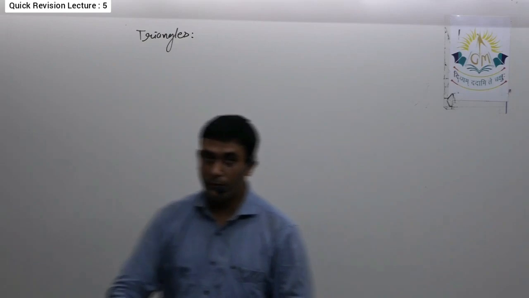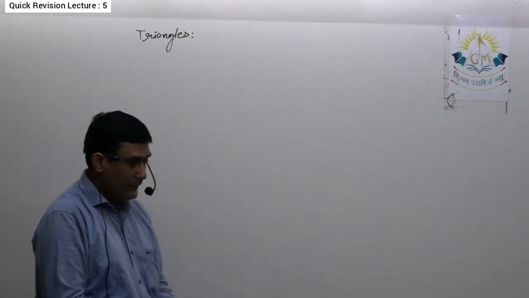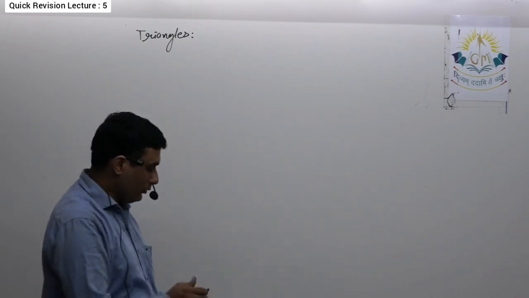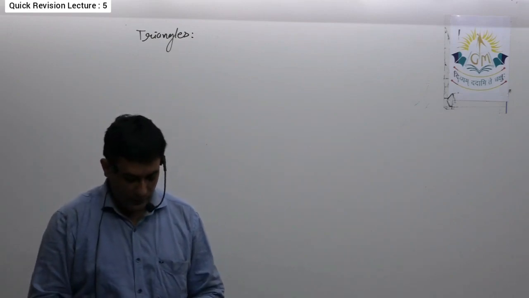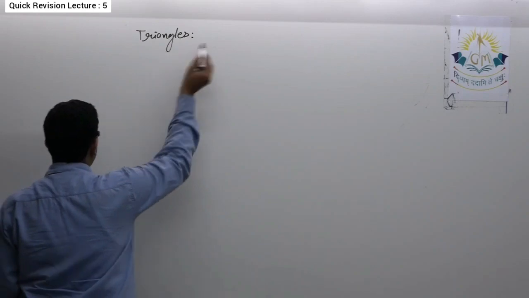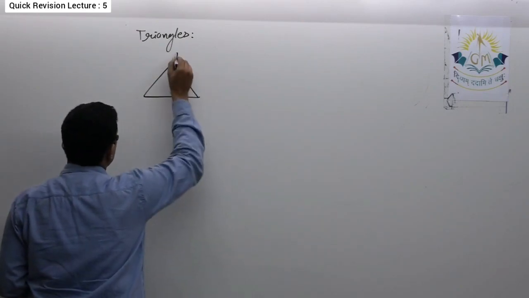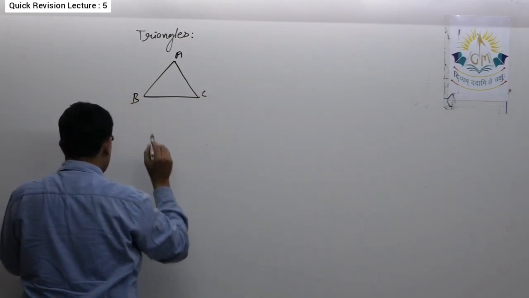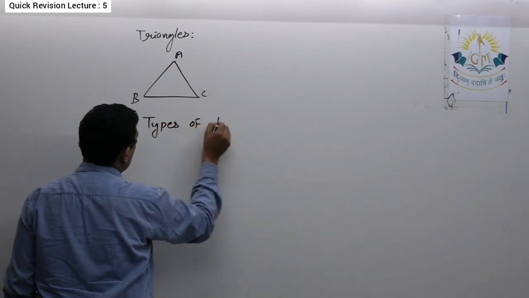Okay, so triangles. Basically, first we'll see the types of triangles. If you know the types of angles, then it is easy to understand the types of triangles as well. Triangle, I hope you know, is a closed figure made up of three lines. Now, types of triangles.